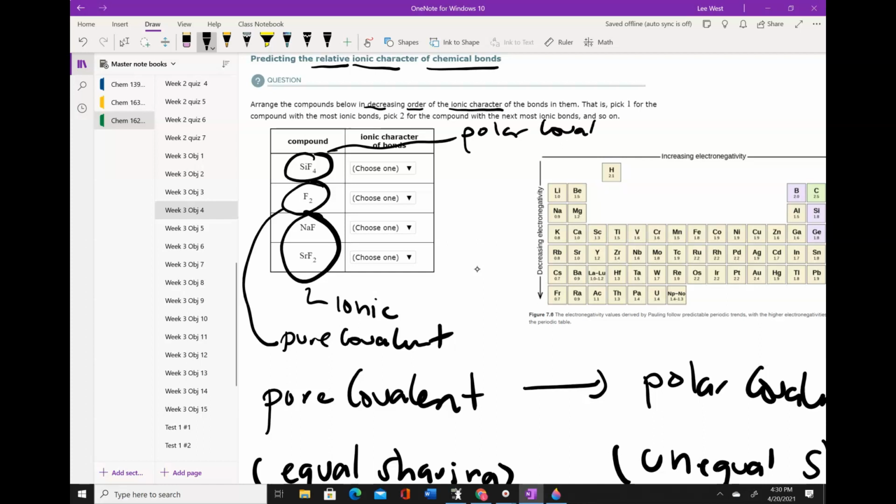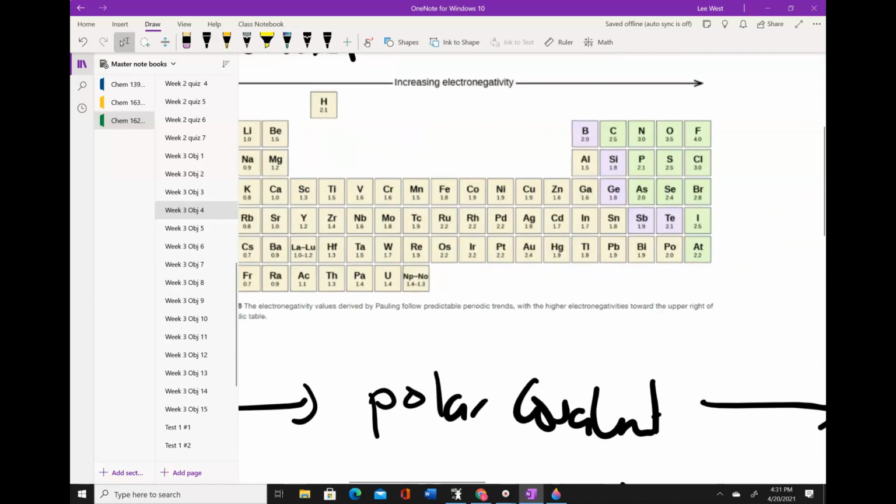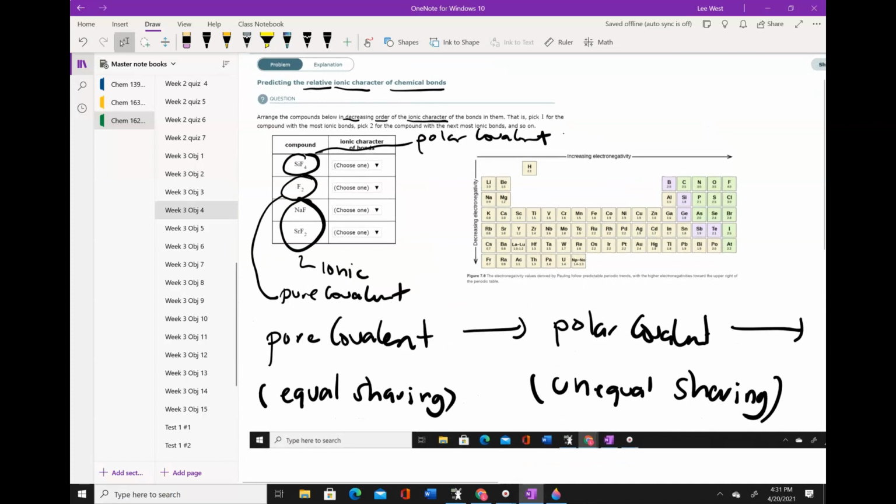So the question is, how would I distinguish something like sodium fluoride from strontium fluoride as far as percent ionic character? That's why the electronegativities are important to get this. So let's have a look here.